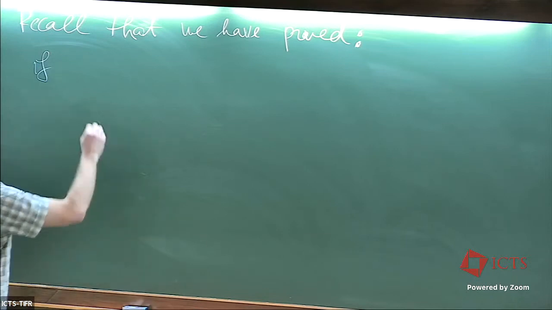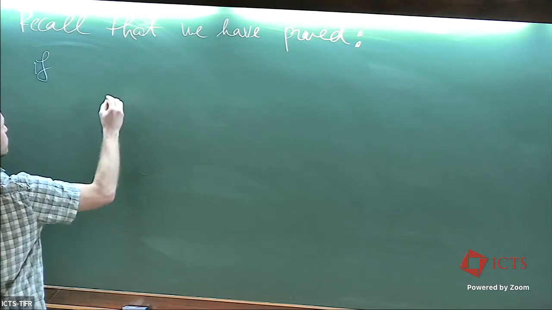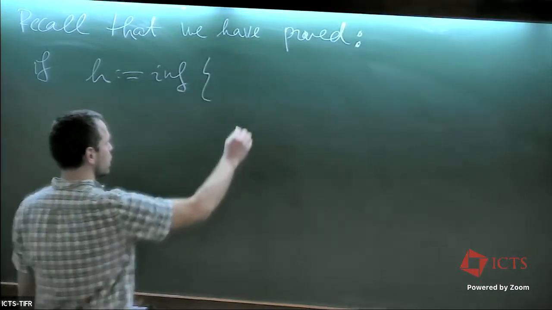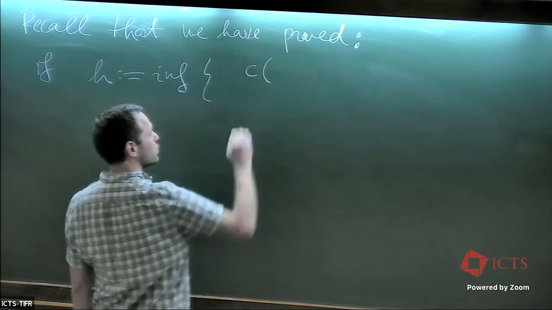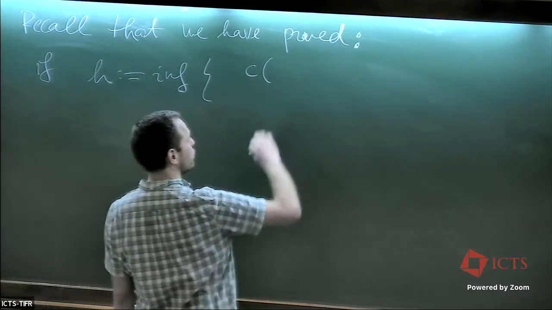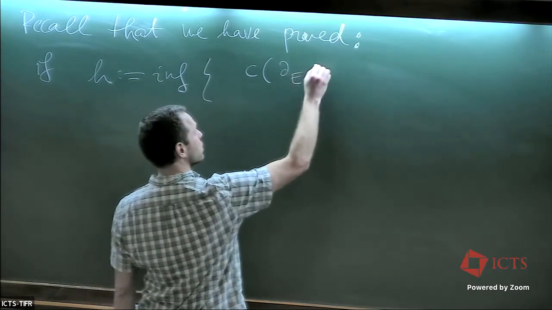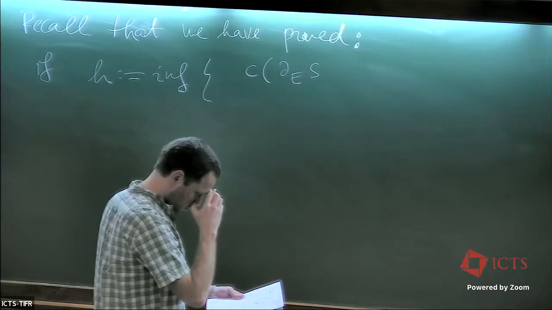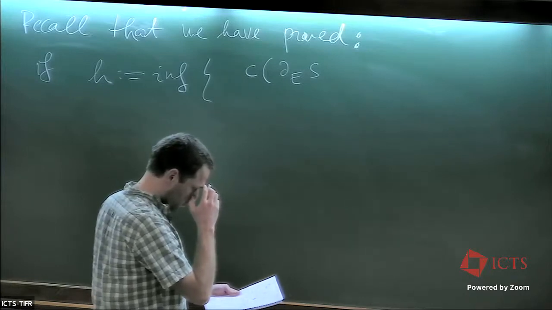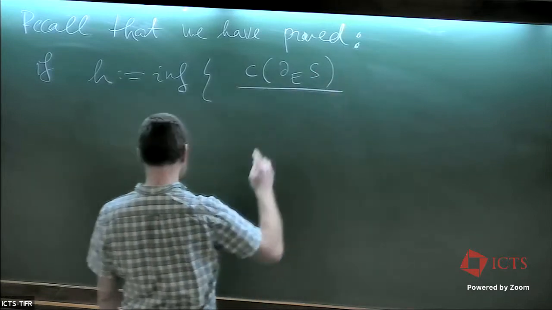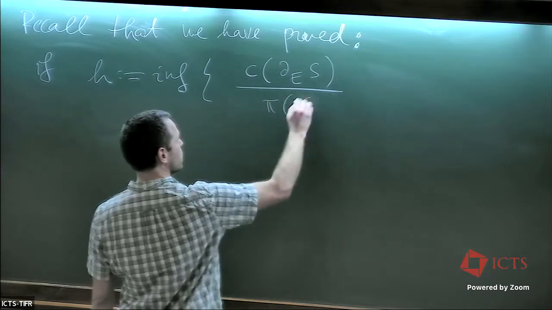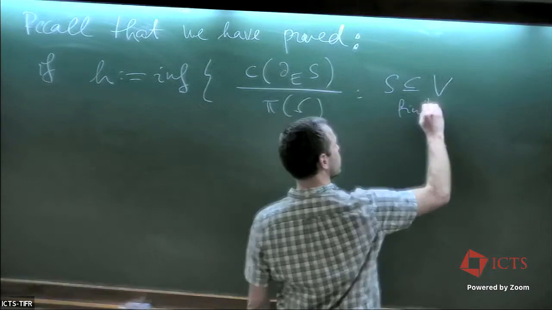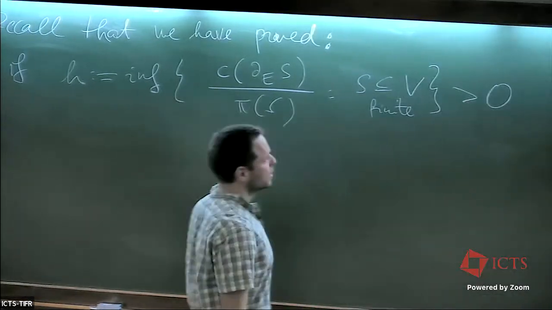if the Markov chain is non-amenable, so if H, which was defined by the infimum of the total conductance going out of the finite set S, divided by the stationary measure of S, where S is a finite subset of V, and that's positive. So again, this is right.